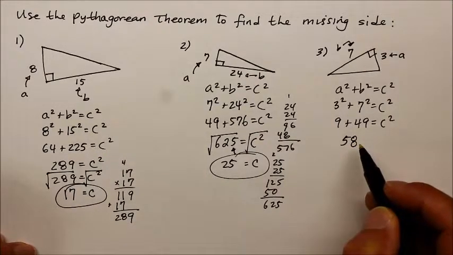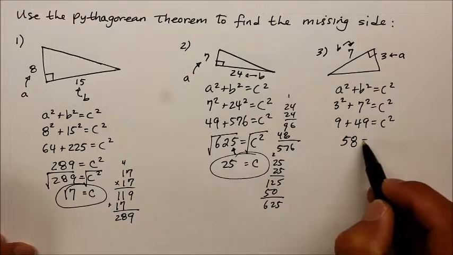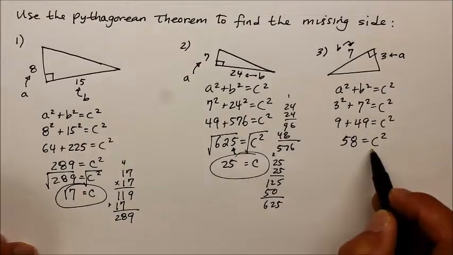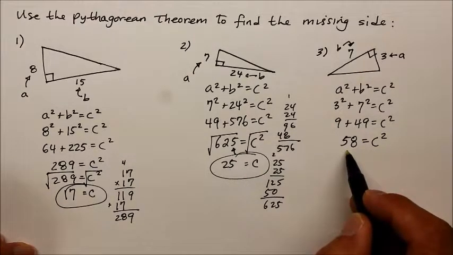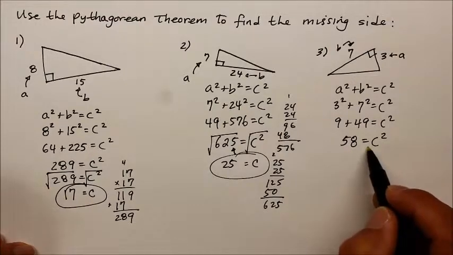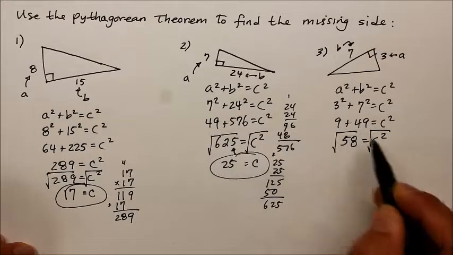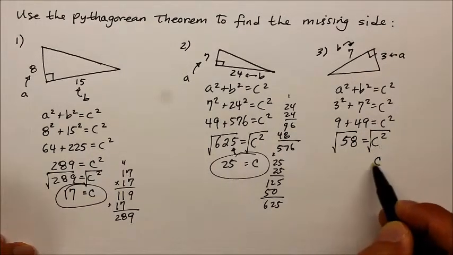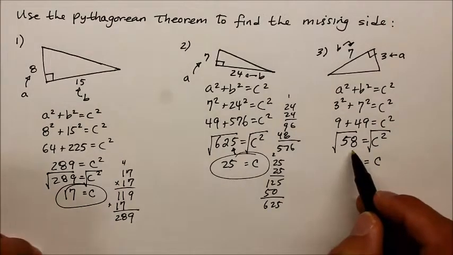58. Oh, this one does not come out nice, because 58 is not a perfect square. Anyway, let's go ahead and solve it. So you square root both sides. Square root of c squared is c. What on earth is the square root of 58?